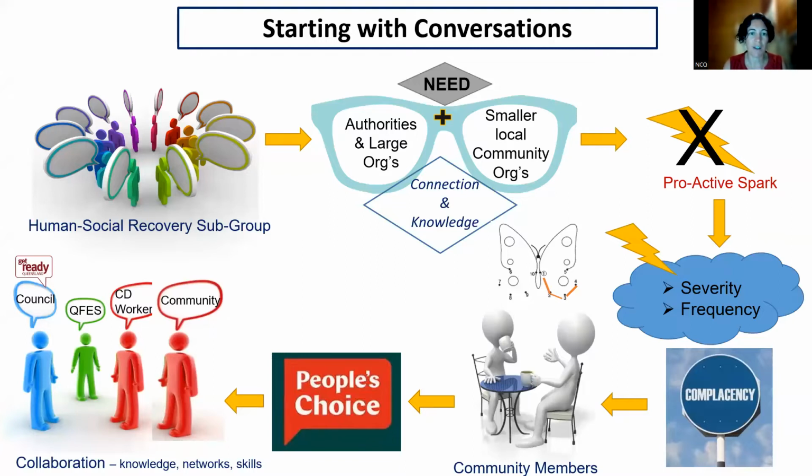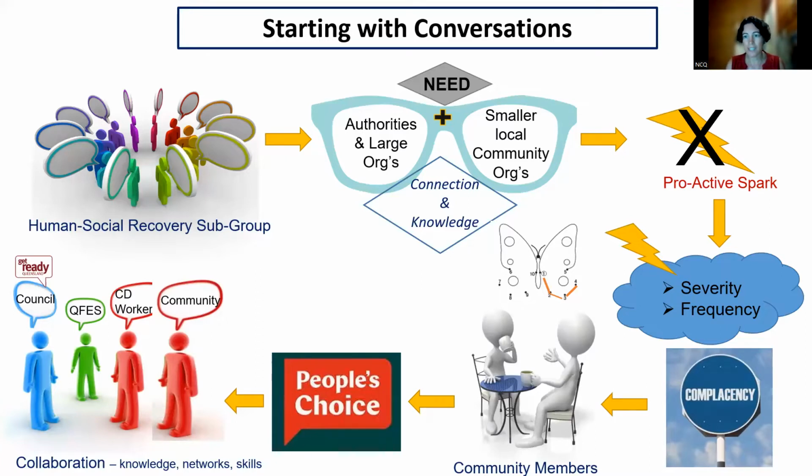So I was able to link in with the recovery officer at the local council, and then become around the table of the human social recovery subgroup to gain a better understanding of disaster management arrangements. And it was clear around that table that there were a lot of authorities and large organisations, but a lack of these smaller local community organisations who we work with closely through the community and neighbourhood centres. There seemed to be a gap in connection and knowledge, with all this local knowledge and these local groups really not having much connection.